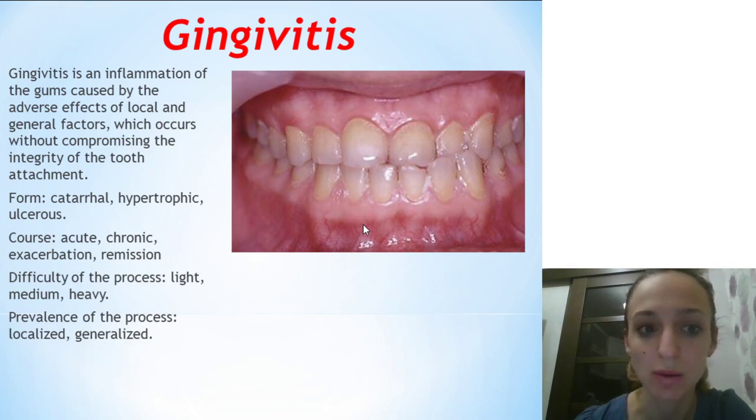For example, gingivitis is an inflammation of the gums caused by adverse effects of local and general factors. We said on the previous slide: catarrhal, hypertrophic, and ulcerative. And of course, it is acute, chronic, exacerbation, and remission. About the severity of the process, it can be light, medium, or heavy.